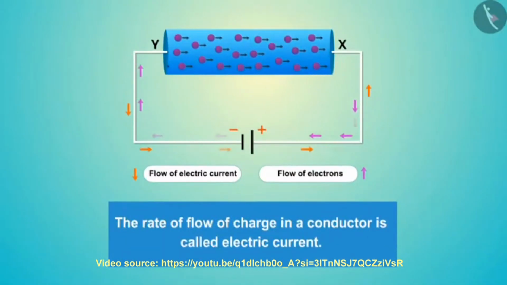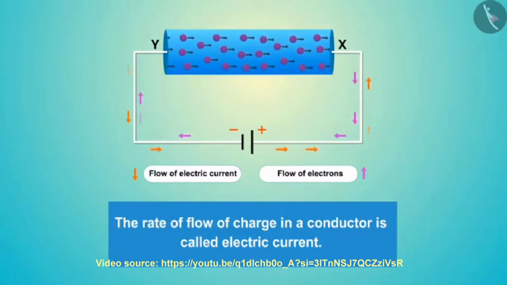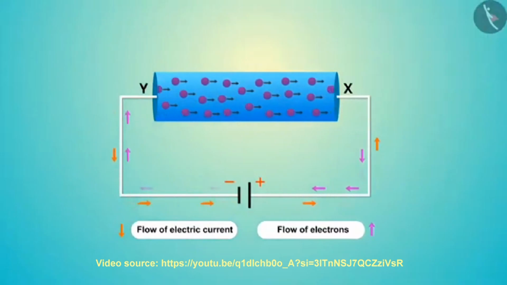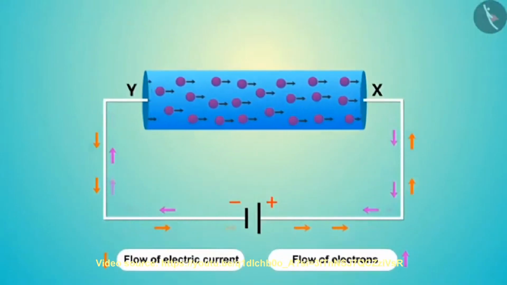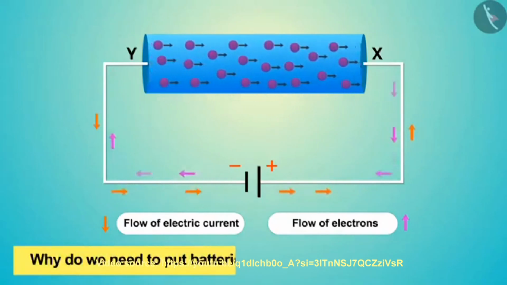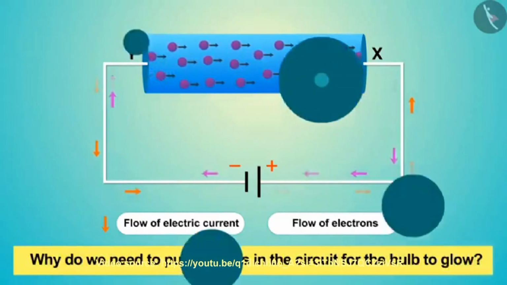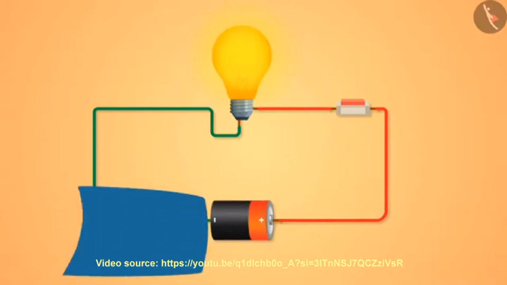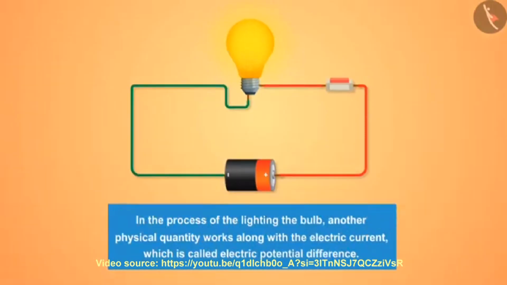The rate of flow of charge in a conductor is called electric current. This is the electric current that lights the bulb. We know that charge is always present in the metallic wires. So why do we need to put batteries in the circuit for the bulb to glow? Why is it necessary to put the battery? In the process of the lighting of the bulb, another physical quantity works along with the electric current, which is called electric potential difference. What is this electric potential difference?